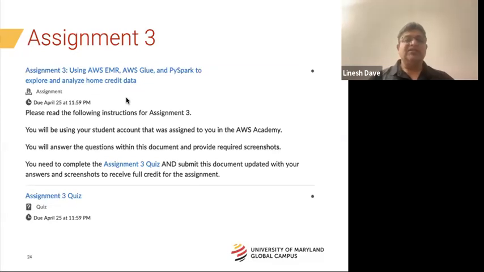Okay. So assignment 3, we are going to be using AWS EMR, Glue, and PySpark to explore and analyze home credit data. So it's the same files, same data, but in this case, we'll just use one of those files. You will make use of AWS EMR, the big data processing service that is available in AWS. Very powerful. And you're going to use the power of PySpark, right? The Spark engine in the background and using the power of Python, right? The PySpark. So you'll use PySpark for that.